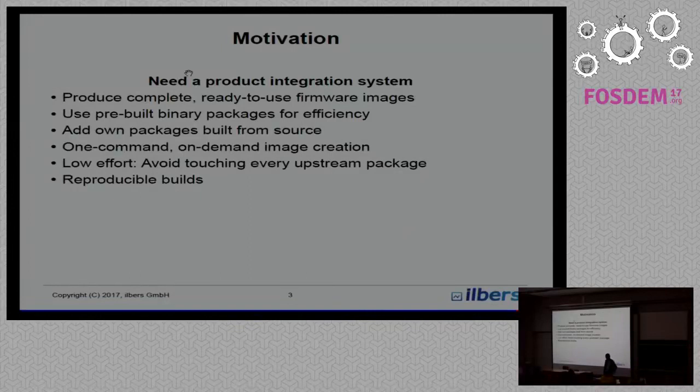There should be binary Debian packages used, and there should be our own application packages that are going to be included on the system. What we also wanted is one-command on-demand image creation. And what we also didn't want is to touch every upstream package. And at the end, after this is a product, we want to be able to build an older version, some snapshot, afterwards.